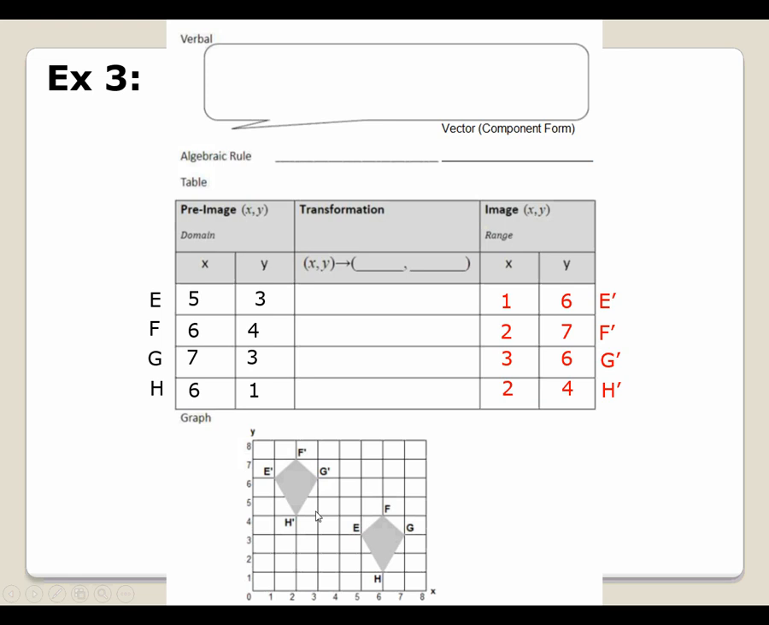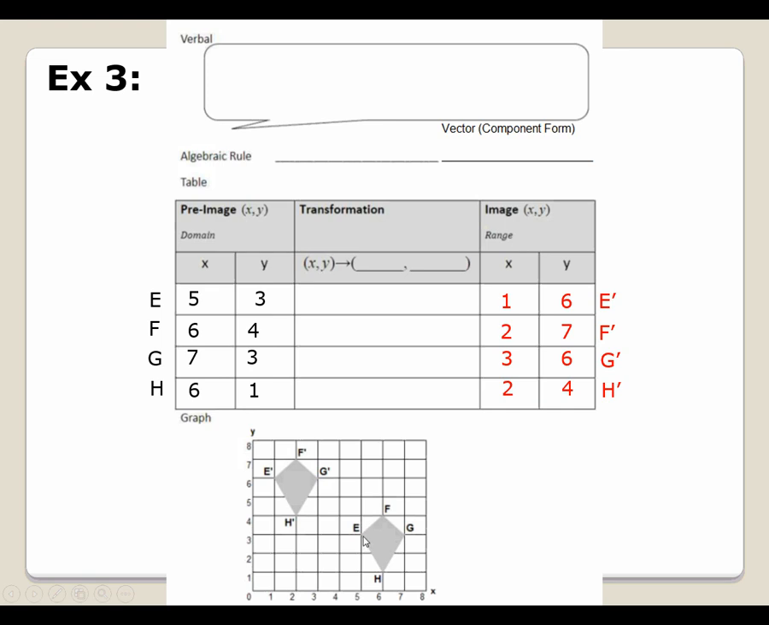Now from here, I need to figure out the verbal, which is a description of which way this thing is translating. How could I look at the graph and find a way to figure out where the original, the pre-image, moved to get to the image? How could I use this to figure out how far left and right and up and down my shape has gone? You guys always know the answer. You do count the spaces.